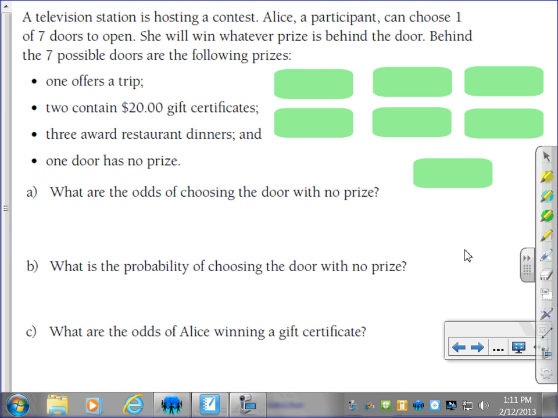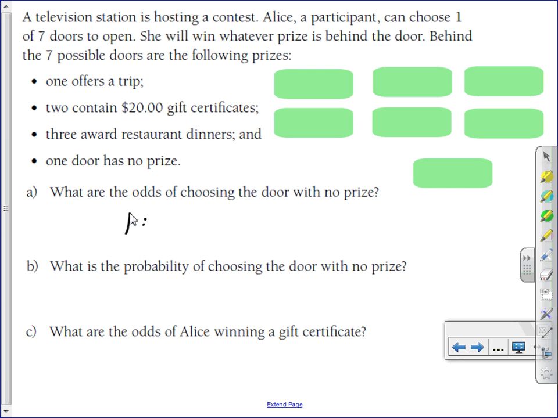Well, there's one door with no prizes, and then how many are left, or out of the total? 6. So there's 6 that are not going to be, so 1 to 6, or you could talk about that as probability. Probability actually should be 1 to 7, shouldn't it? Because that'd be the total number. That the probability of choosing the one with no prize is 1 out of 7. And those two things really mean the same thing. Odds are generally written as 1 to 7 with the colon in between it.